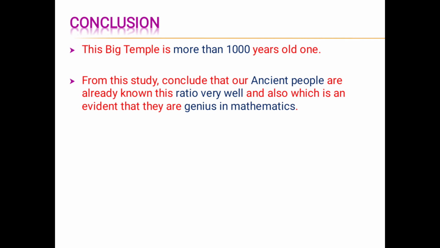So this big temple is more than 1000 years old. From this study, we conclude that our Asian people already knew this ratio very well, which is evidence that they were geniuses in mathematics. So we should also follow what they have given us. Then we can use it in our future also. Thank you.